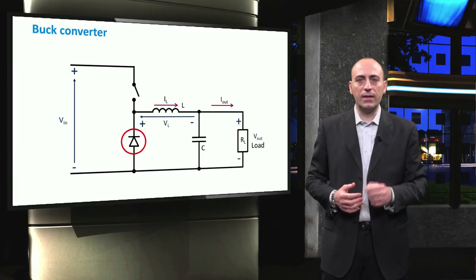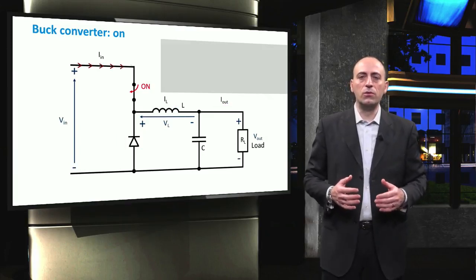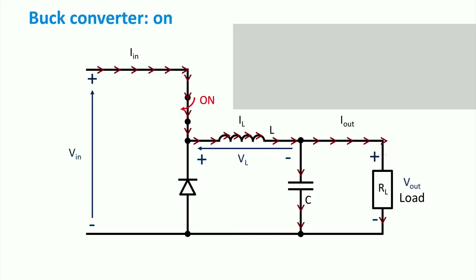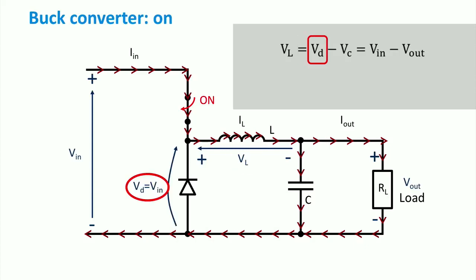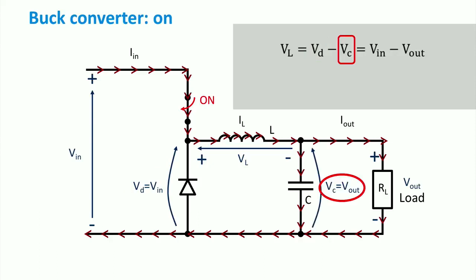Let's start with the case when the switch is on. The current flows through the switch, the inductor, and then divides itself among the load and the capacitor branches. By applying a Kirchhoff law for a linear circuit, we can actually find out that the voltage across the inductor is given by the voltage across the flyback diode, which is the same as the input voltage, minus the voltage across the capacitor, which in turn is equal to the output or load voltage.